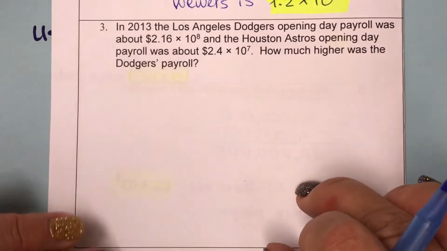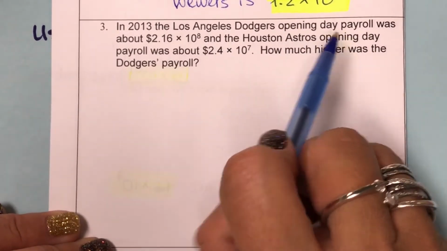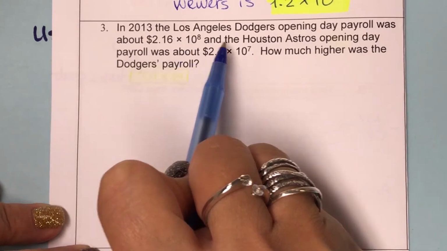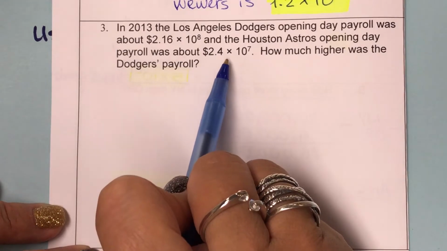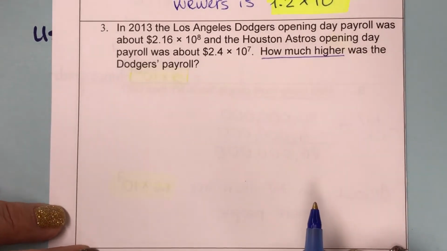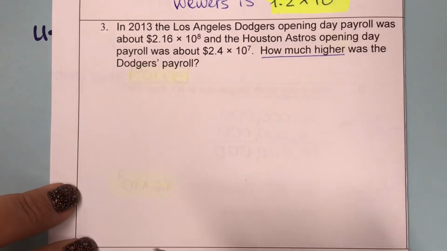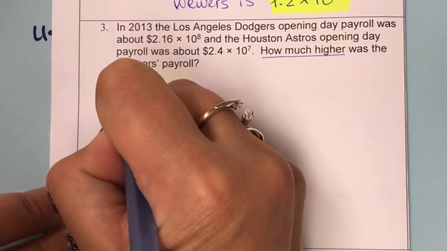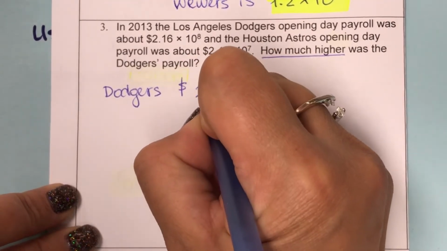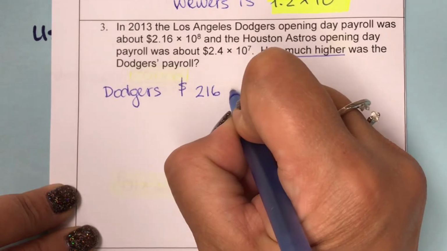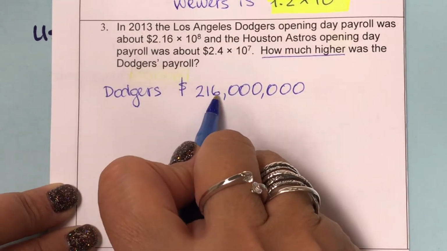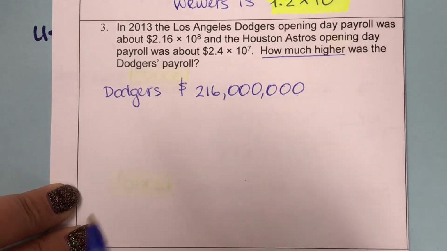In 2013, the Los Angeles Dodgers opening day payroll was about 2.16 times 10 to the 8th power, a large number, and the Houston Astros opening payroll was about 2.4 times 10 to the 7th power. How much higher was the Dodgers payroll? So the Dodgers payroll is higher. Let's see how much that is in standard notation. And that is 216 million. One, two, three, four, five, six, seven, 8 after the 2.